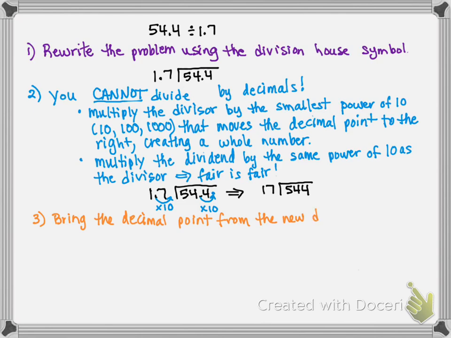The new dividend straight up into the quotient. Now these should start sounding a little familiar. Should sound like the notes from yesterday. Into the quotient. Okay. And then we're just going to go ahead and start dividing.